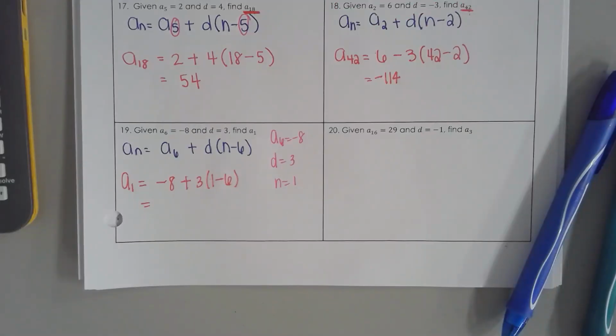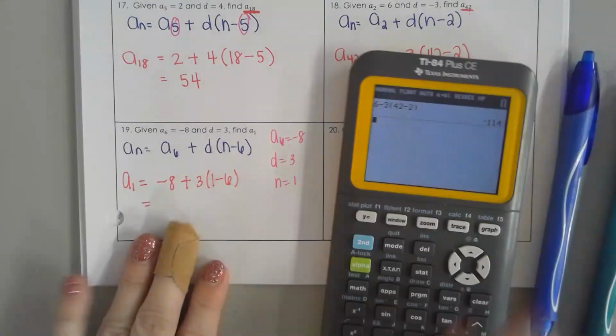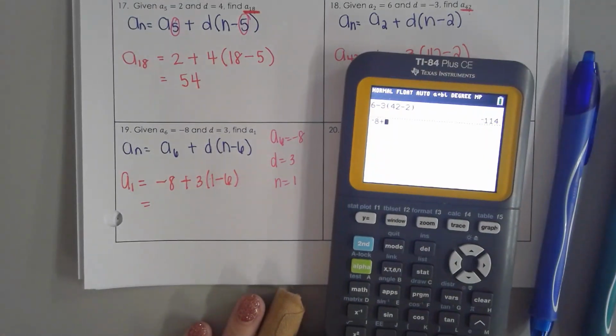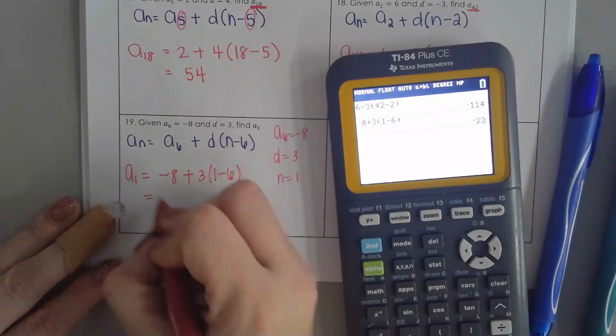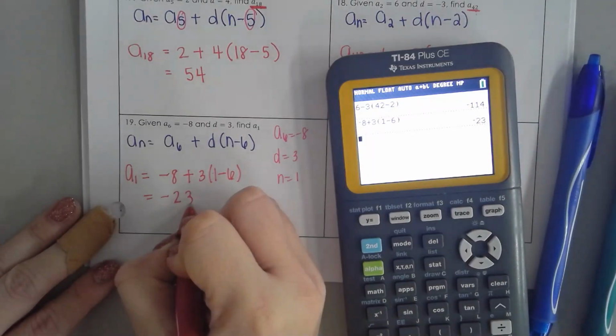So we should have, if we're finding A1, we're going to do -8 plus 3 times 1 minus 6. And that's going to give us -23.